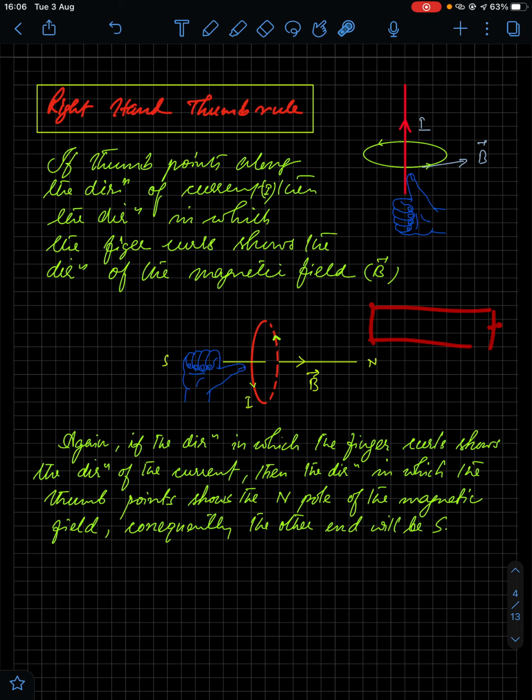Always know that outside a bar magnet the field lines go from north to south. If this is north and this is south, then inside a bar magnet the field lines go from south to north. So here also it is behaving in a similar manner. The field lines are going from south to north inside the current carrying loop. So this is behaving as a magnetic dipole.